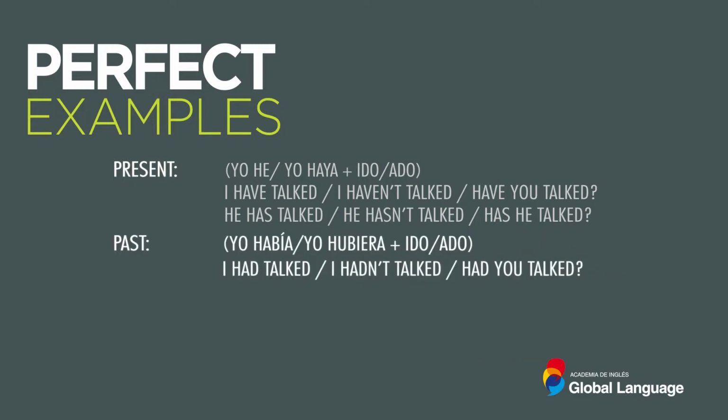Past. Yo había, yo hubiera, más ido o hado. I had talked. I hadn't talked. Had you talked?